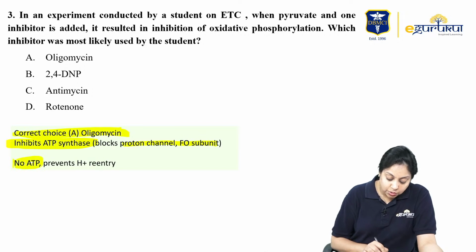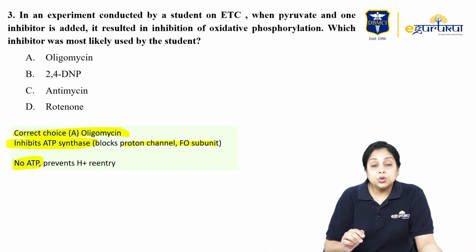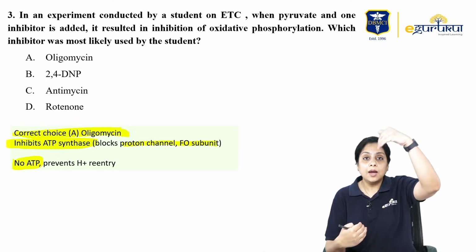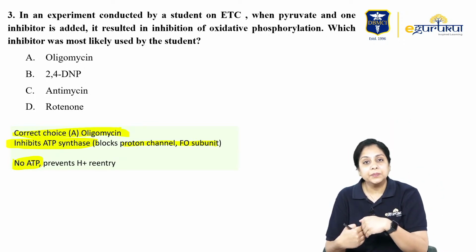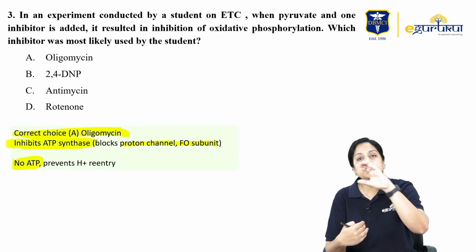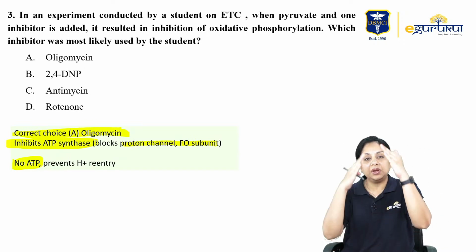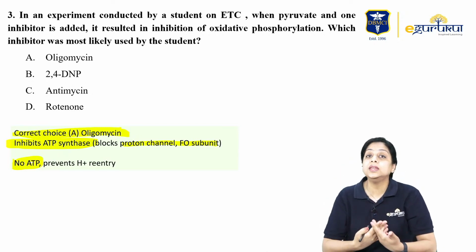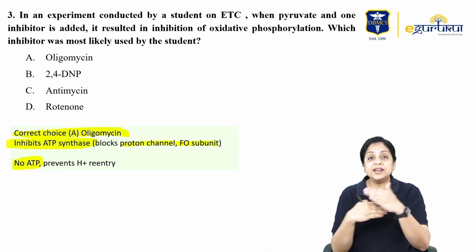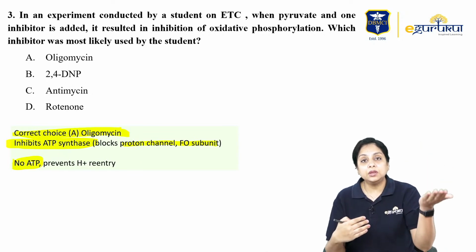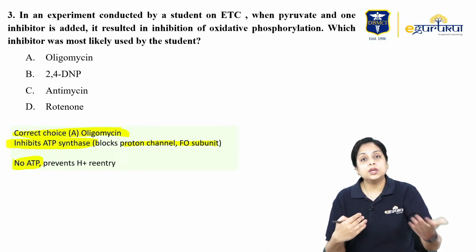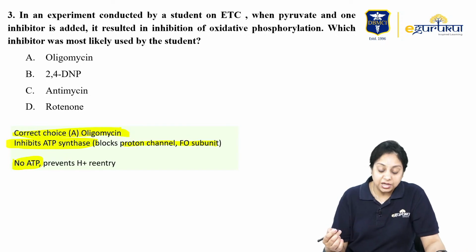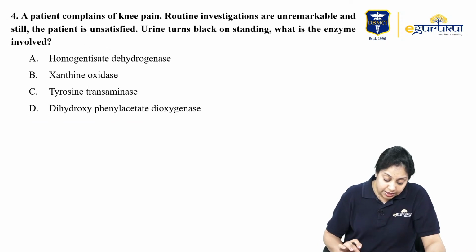So there is no ATP. Why is there no ATP? Because ATP synthase is helping to bring the protons in. That is, the protons are built up in between the inner mitochondrial membrane. If that proton is coming via the ATP synthase, only then ATP will be formed. If that channel is blocked, the protons are not coming in, so there will be no ATP synthesis. So that is how oxidative phosphorylation is being inhibited, right?